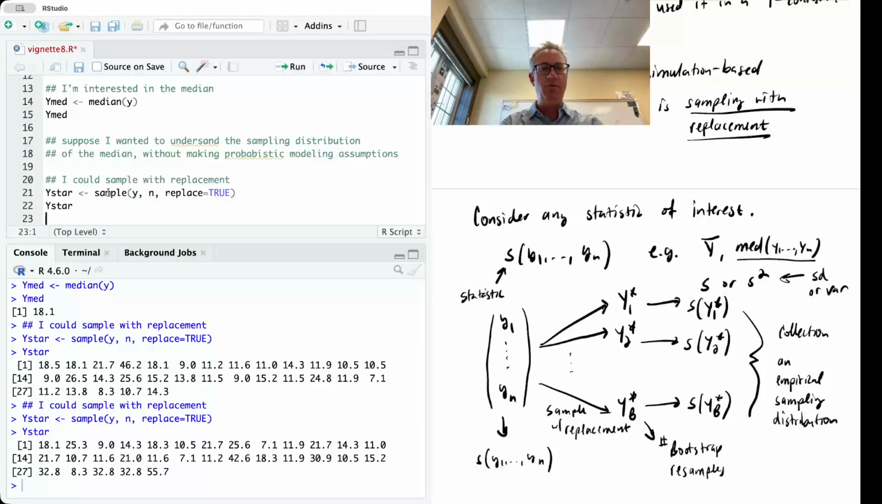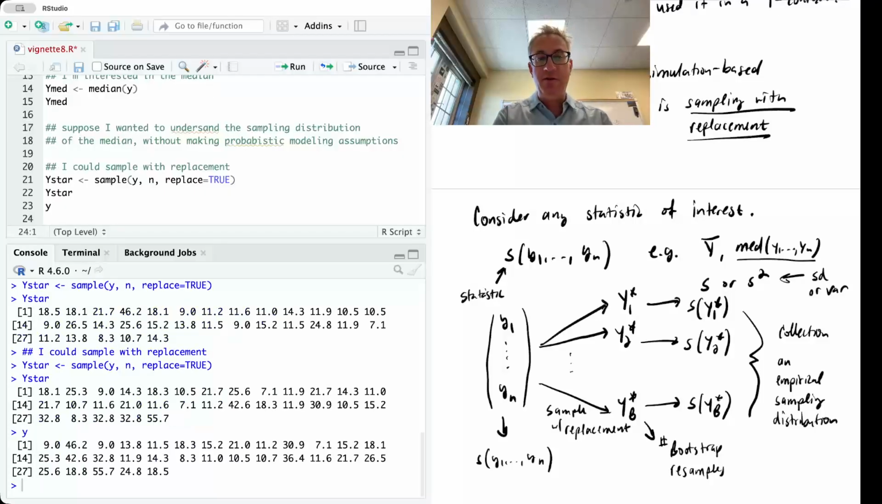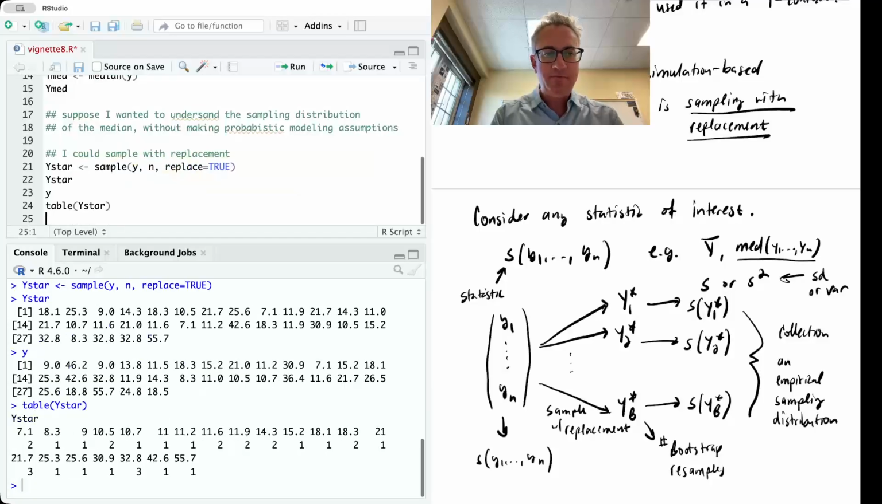So there's a different y star. You can see they have a different first value and a different second value, but they all come from and are the original data set y. It's just that they have some duplicated and some missing. For example, if I do table y star, I can see that it has 2 copies of 7.1 and 2 of 10.5 and 3 of 21.7 and 3 of 32.8 and 2 of some other ones, but 1 of the rest. And I'm also missing some.